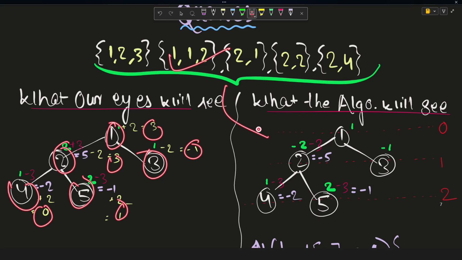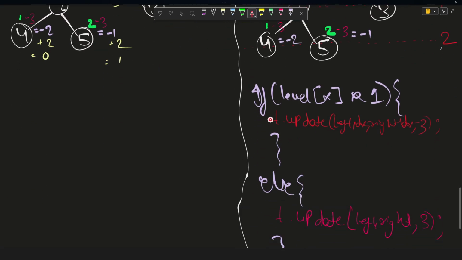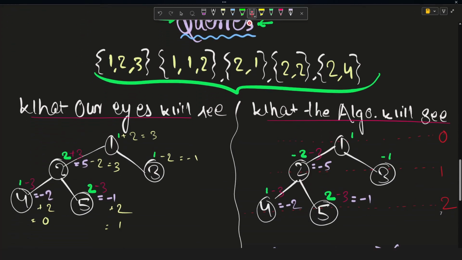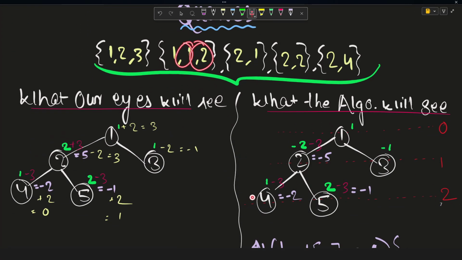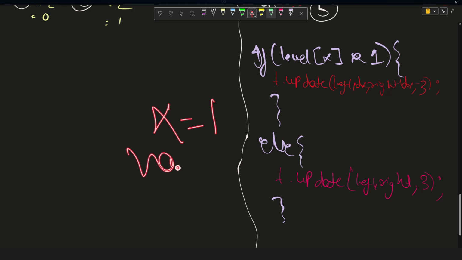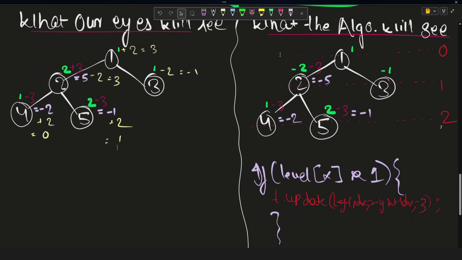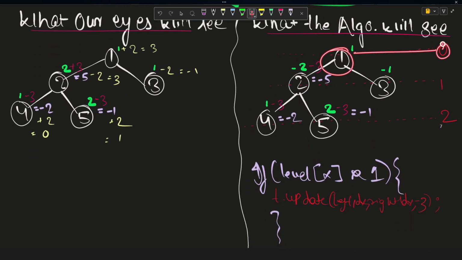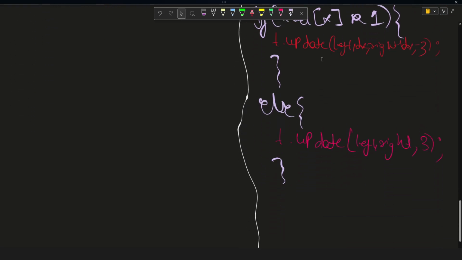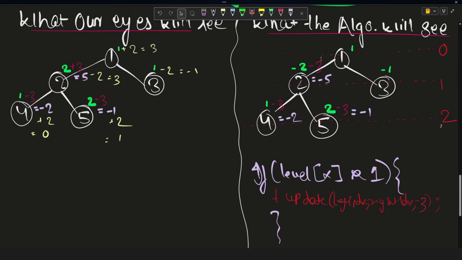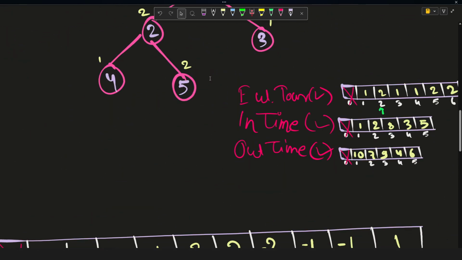And if I try to do the same thing on this side, using the logic that I just told you, currently my x is 1 and my val is 2. Since my x is 1, what is the level of 1? That is this level, so it is 0, and we know that 0 is an even level. And if it is an even level, it means that we have to execute this statement. That is, I will first find the left and the right index for the first node using the Euler tour. If we look in the in-time and out-time array for the first node, here it is equal to 1 and here it is equal to 10.